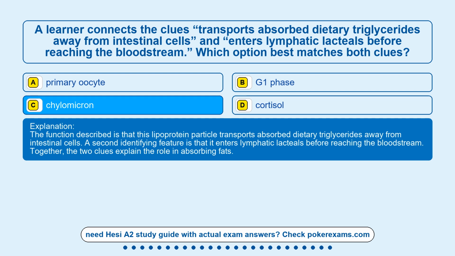The function described is that this lipoprotein particle transports absorbed dietary triglycerides away from intestinal cells. A second identifying feature is that it enters lymphatic lacteals before reaching the bloodstream. Together, the two clues explain the role in absorbing fats.